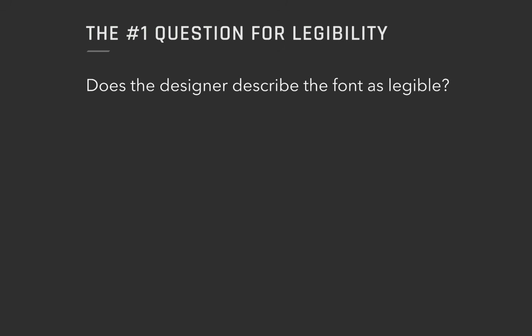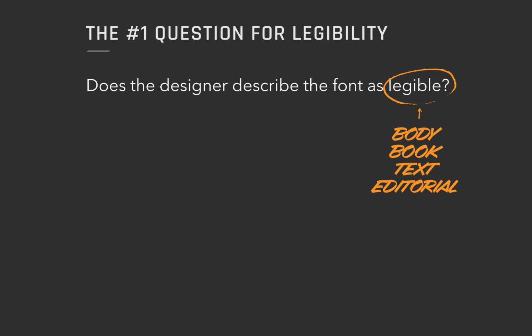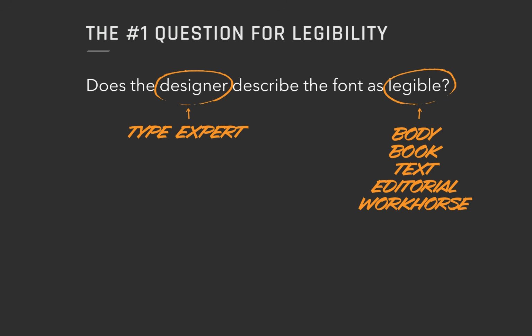Okay, but two caveats here. First of all, maybe they use the word legible, but maybe they use a different term like body or book or text or editorial or workhorse. All of these words, if you can find them in the font description, signal legibility. And second, maybe you're not going to find the designer themselves talking about it, but you do find a type expert's opinion, or maybe it's the distributor of the font. Either of those things will work.